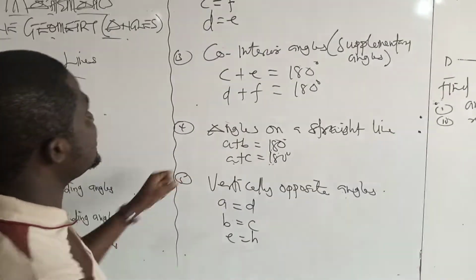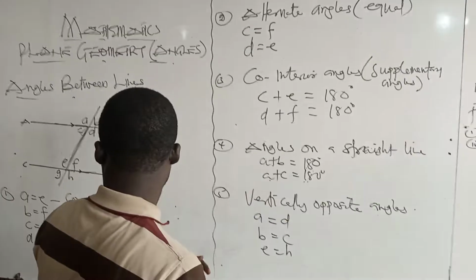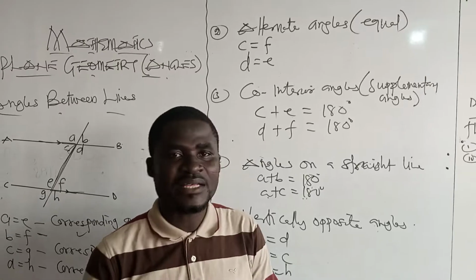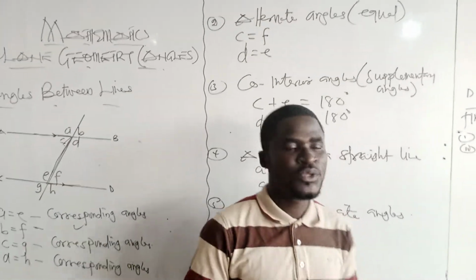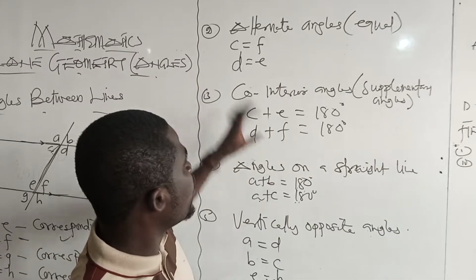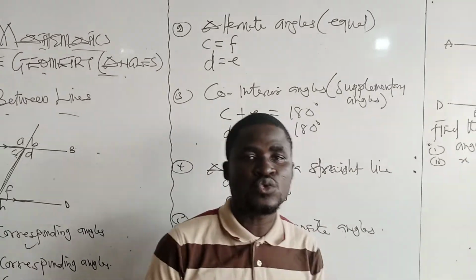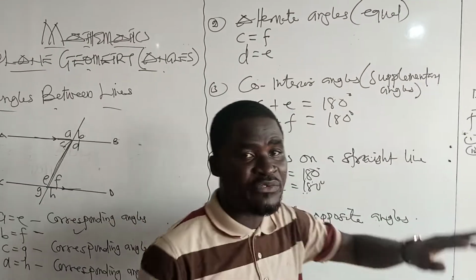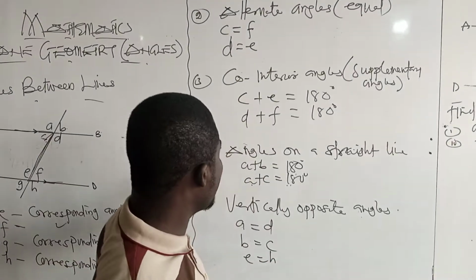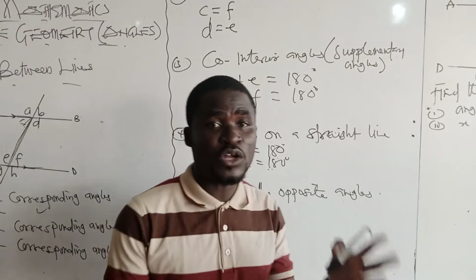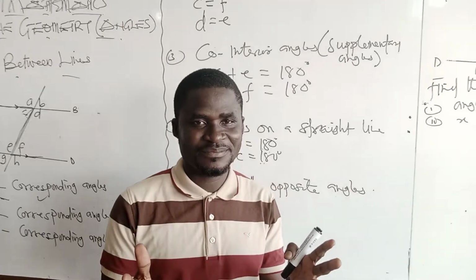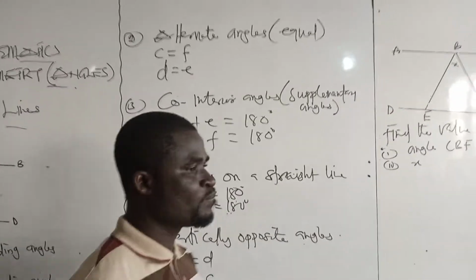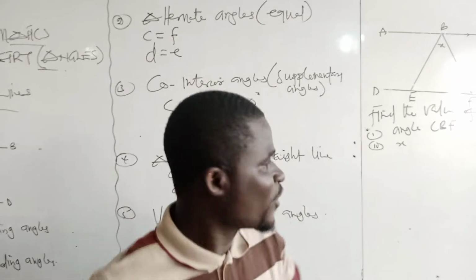So with all these angles, we've done corresponding angles. Corresponding angles are equal. We've done alternate angles. Alternate angles are equal. We've done co-interior angles. Co-interior angles are equal to 180 degrees. It is also known as supplementary angles. We also done angles on a straight line, which is equal to 180 degrees. So take note. Then vertically opposite angles.